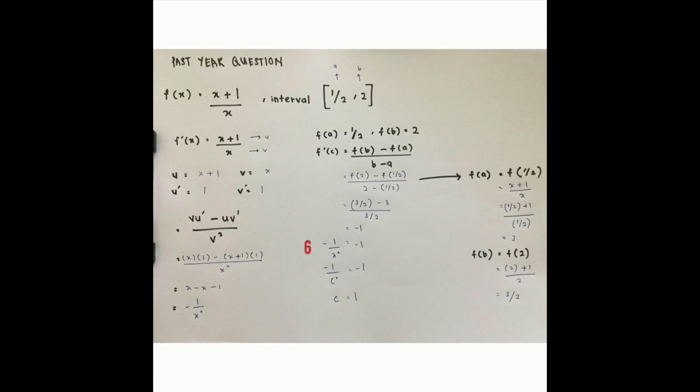Next, -1 over x squared from the f prime x is equal to -1. Change the x to c and you will get -1 over c squared equal to -1. And the answer is c equal to 1.